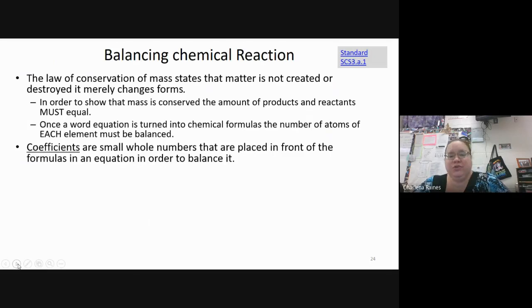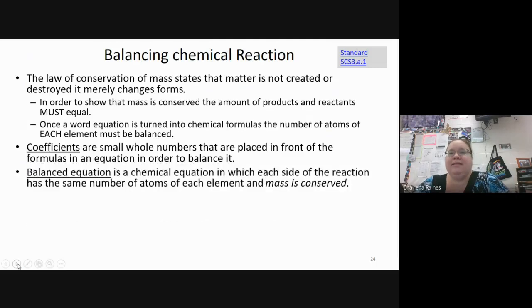Now, our coefficients are those big numbers that we place in front of a chemical formula in order to balance it. A balanced chemical equation is a chemical equation that complies with the law of conservation of mass. The number of atoms of each element is equivalent on either side of the reaction.